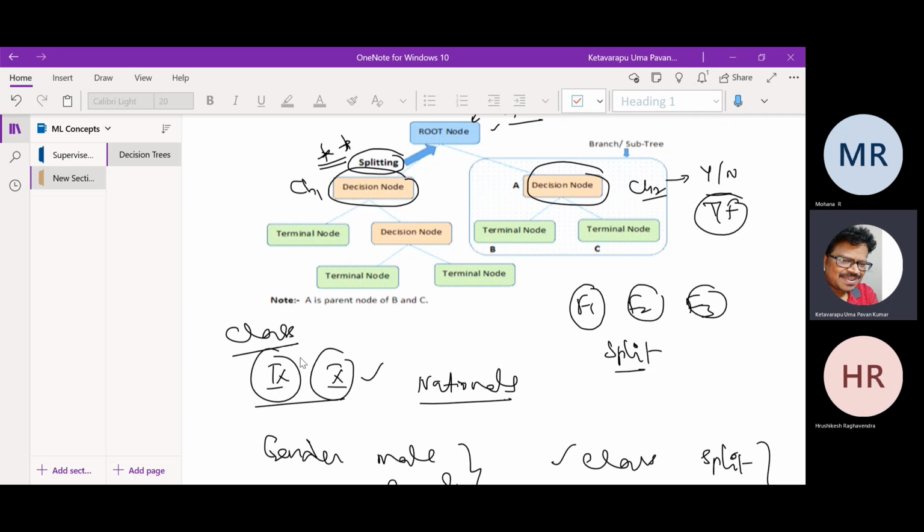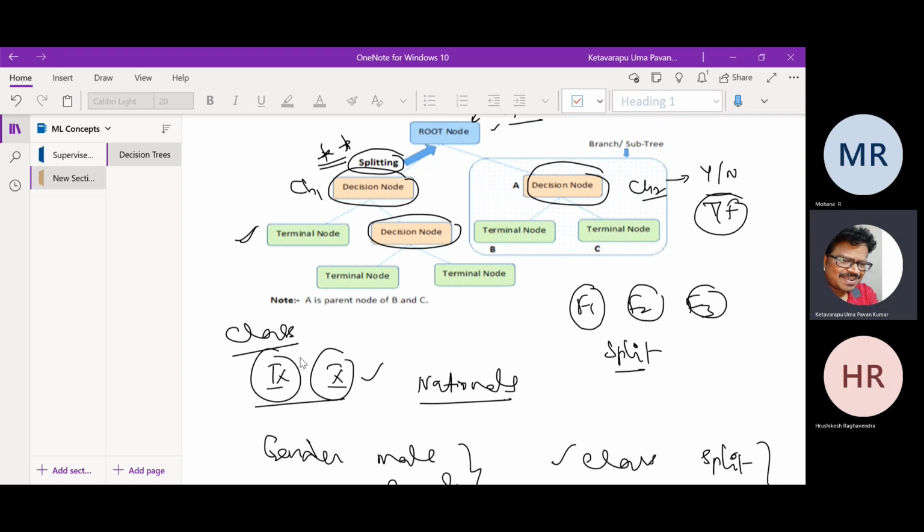And for this particular child, again, we are having one more child, but it is a terminal node. There is no further child, so we can say that it is a terminal node. That is the ending node, or the targeted or terminated node. So that is what we call a terminal node.